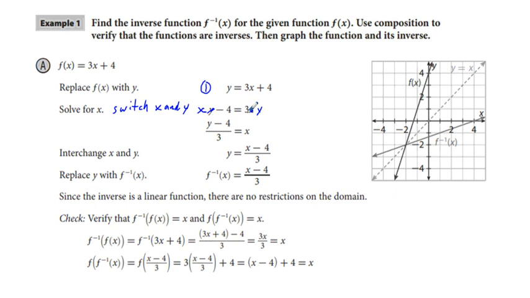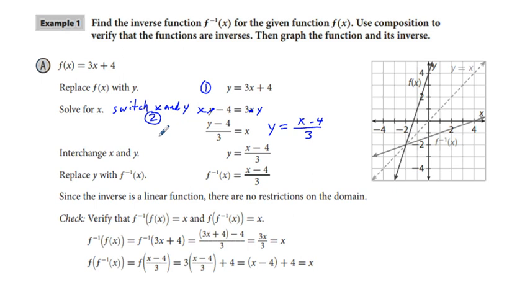And when you solve for y, what they did is they solved for x. What you're going to do is divide by 3. So the way I would write this instead when you solve it, you'd say y, dividing by 3, equals x minus 4 divided by 3. And so that would be my step 2.